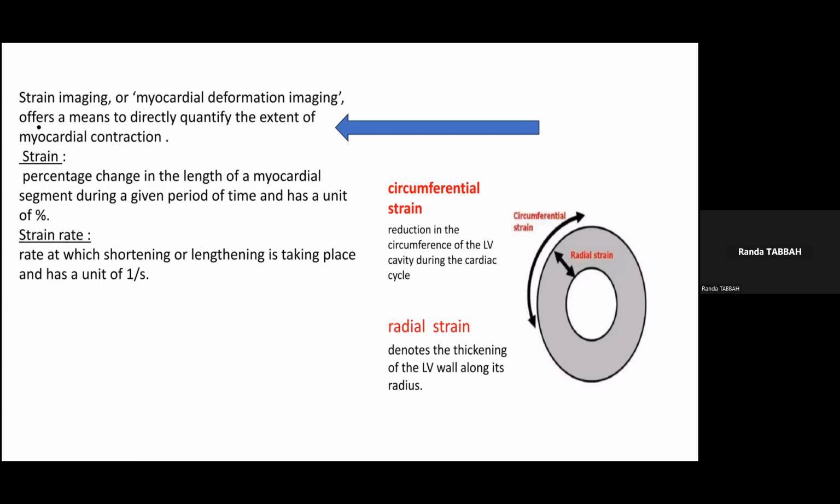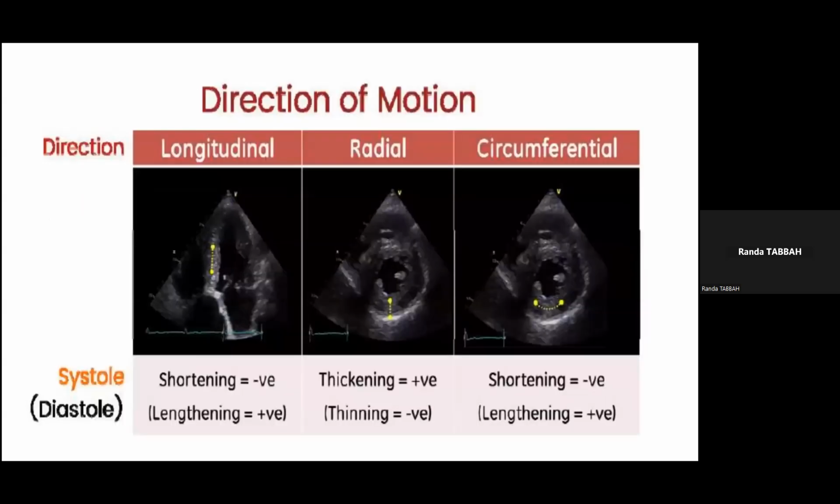And there is something we call the strain rate, which is the rate at which shortening or lengthening is taking place per second. Okay, what is the time? Okay, it has a unit per second. So when we were saying we have several types of strain, we have the longitudinal strain, which is the most commonly used strain, the radial strain, which was the thickness here, and the circumferential strain. Okay, so the most commonly used is the longitudinal strain.